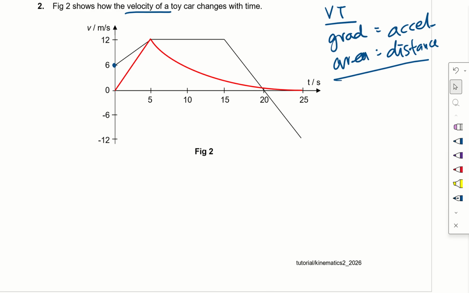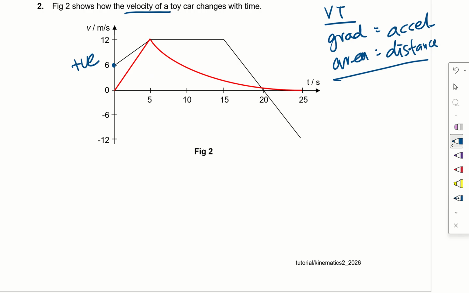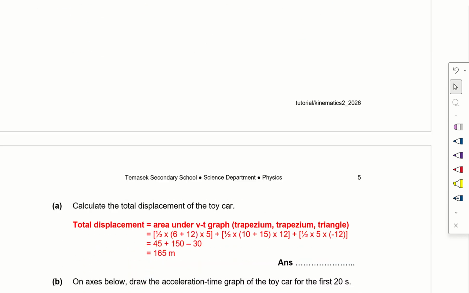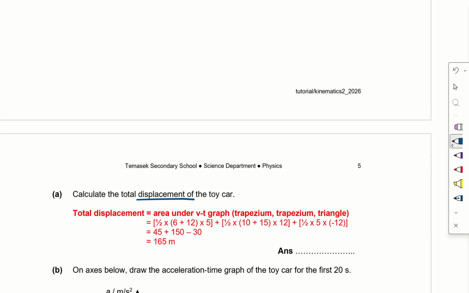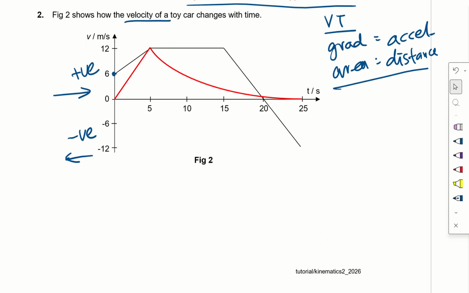And again, there is a positive and a negative component of it. So if I say positive is to the right, then negative will be to the left. And why do we need to do that? Because we are dealing with displacement. Displacement has direction. Okay, so let's calculate the positive distance traveled first, or the distance traveled in the positive direction, which is the area under the graph, which is this shape.